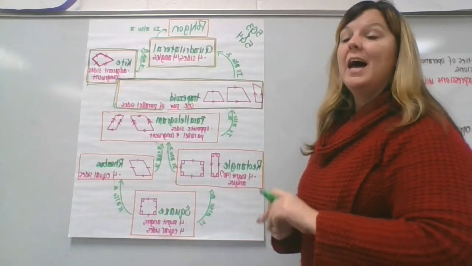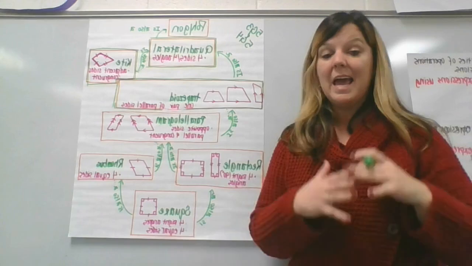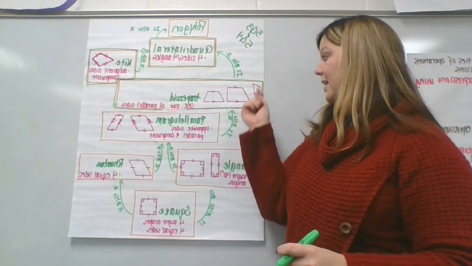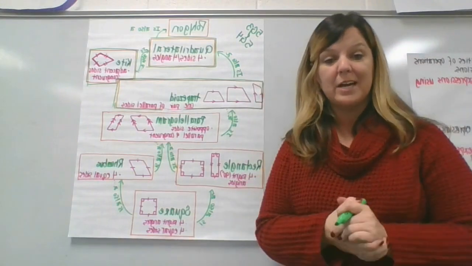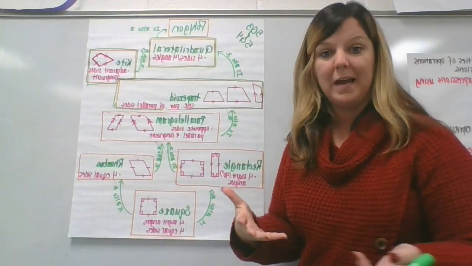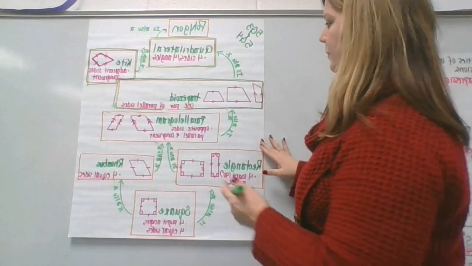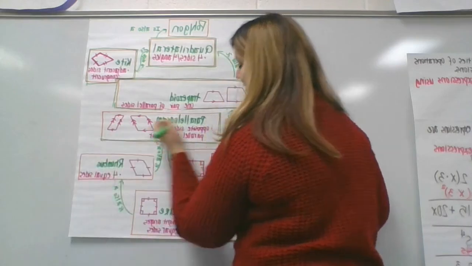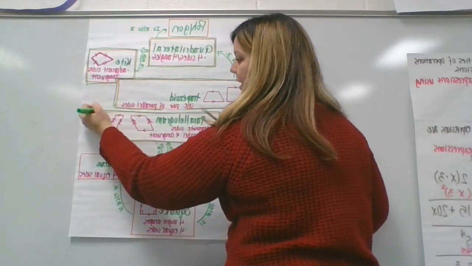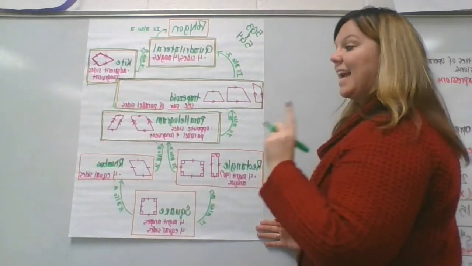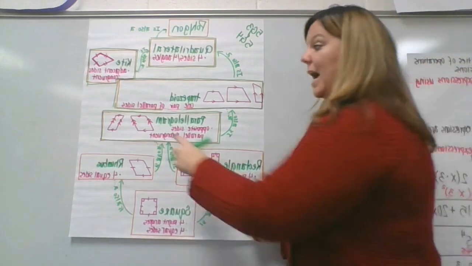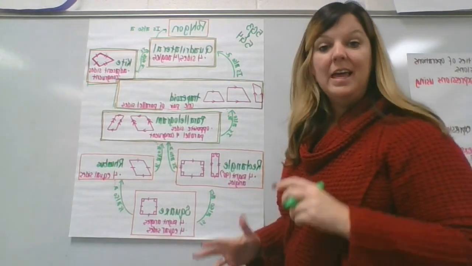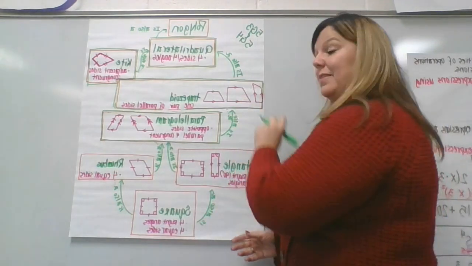Parallel means that they continue in the same direction and will never cross. So these two lines, and in this one, these two lines will continue in the same direction and they will never cross. That means that they are parallel. Parallelograms have two sets of parallel sides, and they have opposite sides congruent. The opposite sides have to be equal for both sets to be parallel. If they're not equal, you're going to end up with a trapezoid.